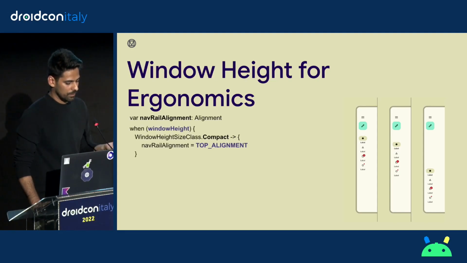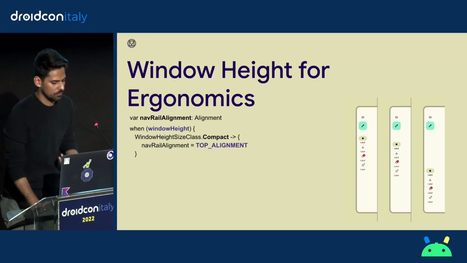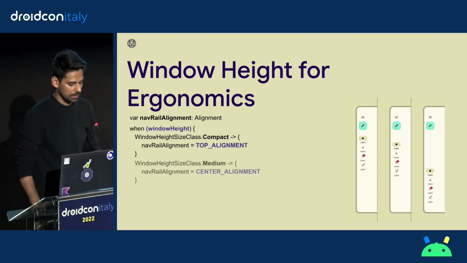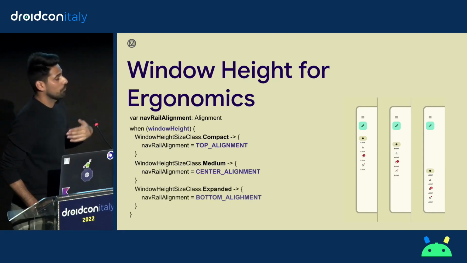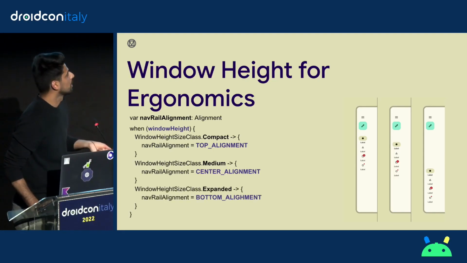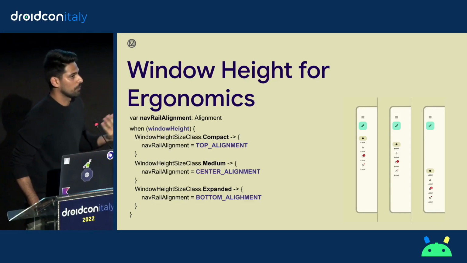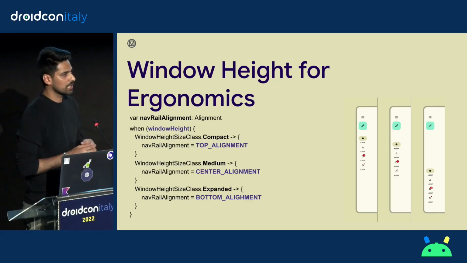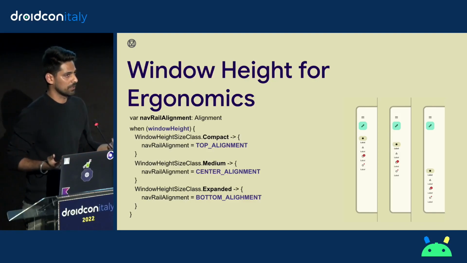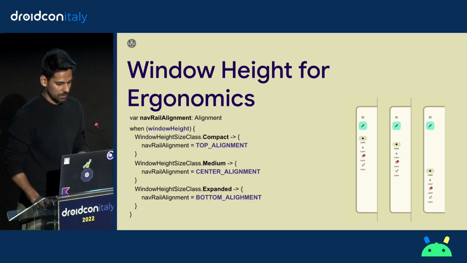If we have compact devices, we want to keep top alignment. If it's a medium device, we want to keep center alignment. And for very large tablets, we can choose the bottom alignment for the mostly used buttons. So these are small key features that actually improve the user experience a lot and provide a good experience of your app, no matter which platform they are using.